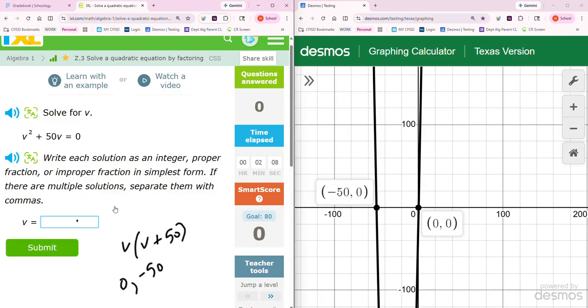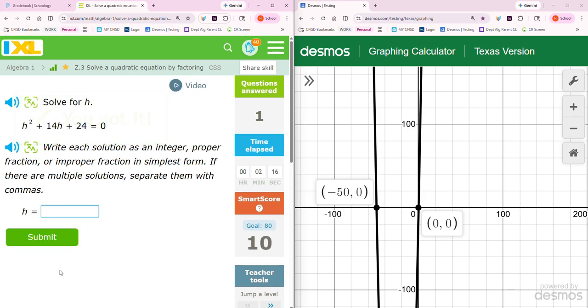So it wants you to put your solutions and separate them with commas. So that's going to be 0, comma, negative 50. And that's all we're doing here.